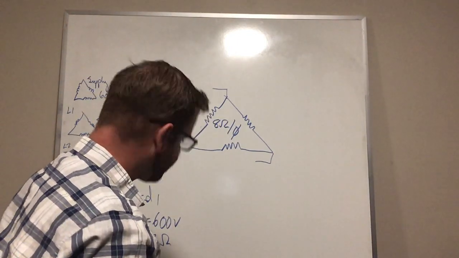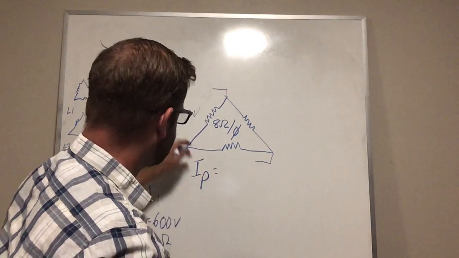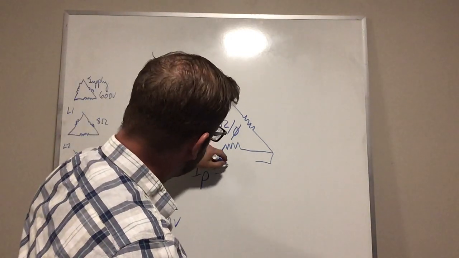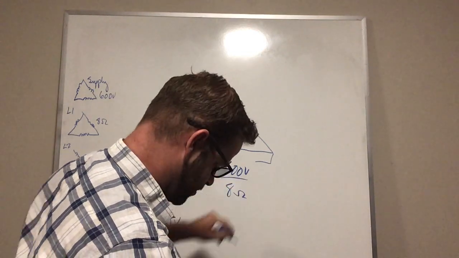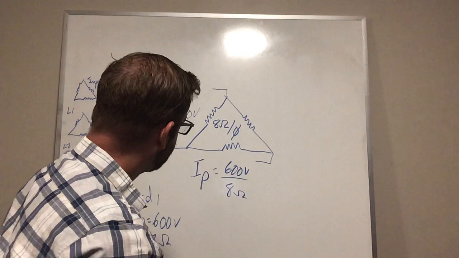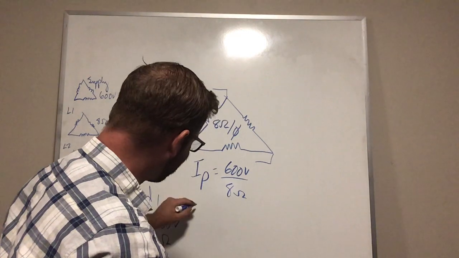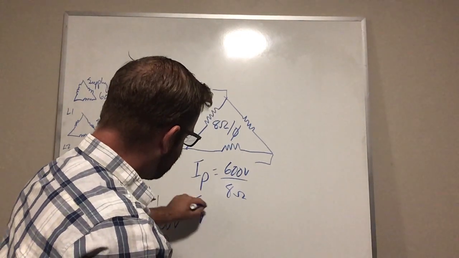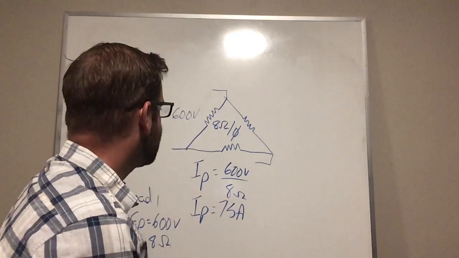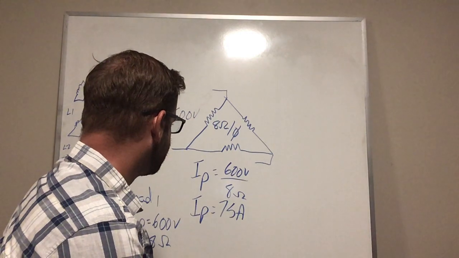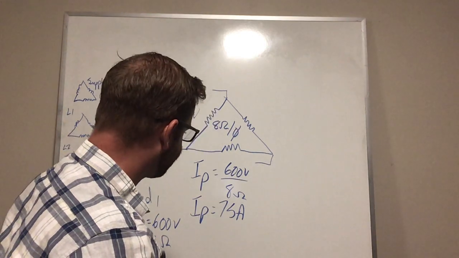And if we do 600, our current should be 125, I believe. Our I phase, so volts divided by ohms. 600 volts divided by 8 ohms, just so I don't make the mistake, it's 75, that's why you do it on the calculator. So we have 75 amps per phase. 600 volts divided by 8, 75.